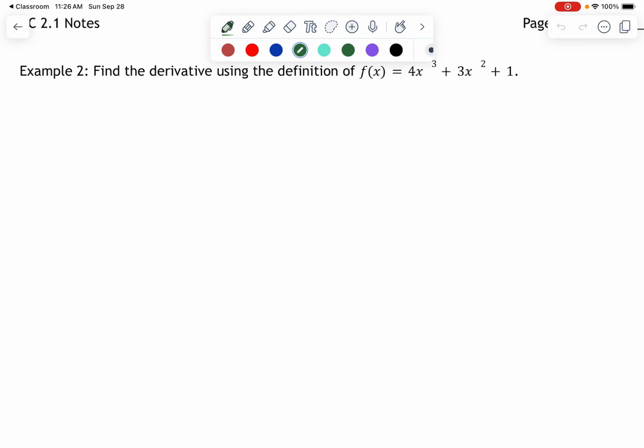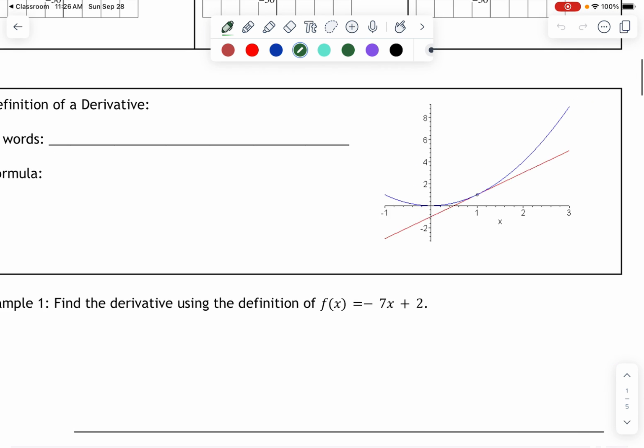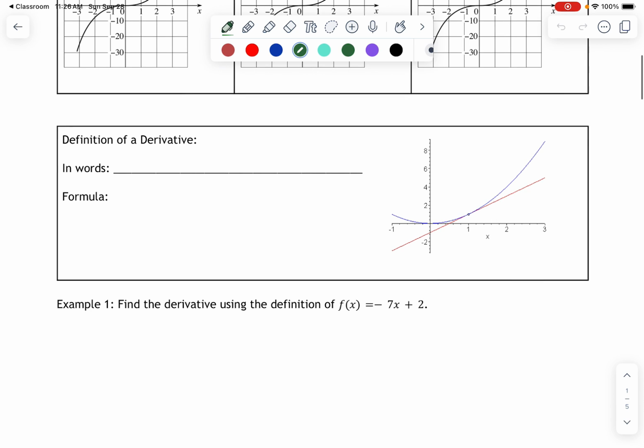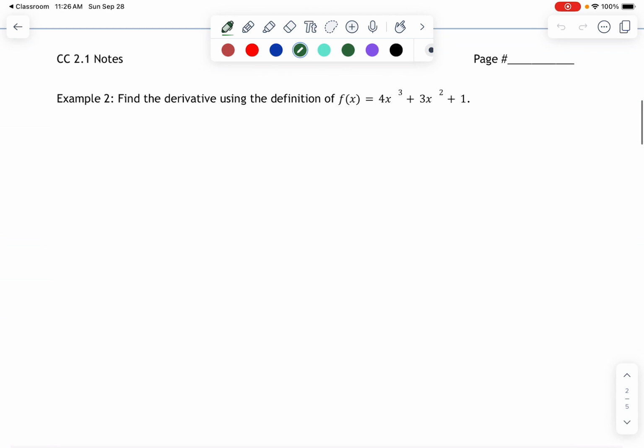So for example 2, it is find the derivative using the definition, which is the limit definition of a derivative, which we found up here, of f of x equals 4x cubed plus 3x squared plus 1. First thing I like to do when I'm doing a question like this is I like to rewrite the limit definition of a derivative. It helps me keep track of where to plug things in and how to do this problem, but also memorize this definition.